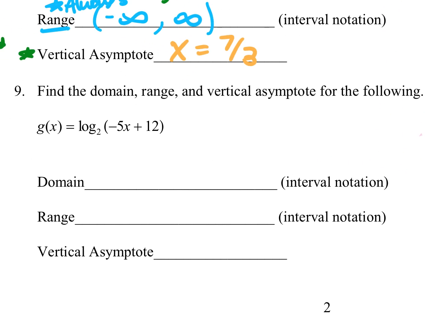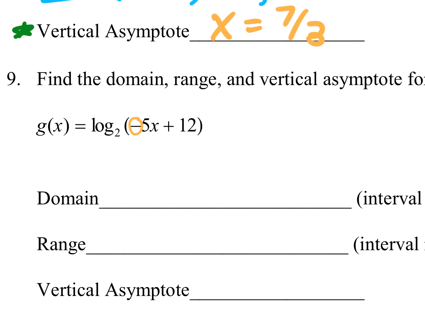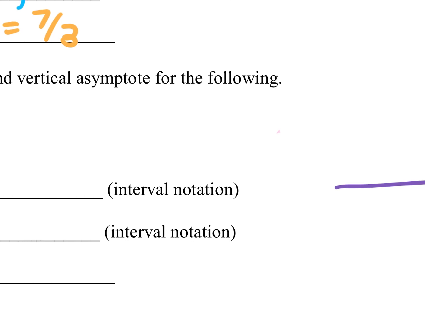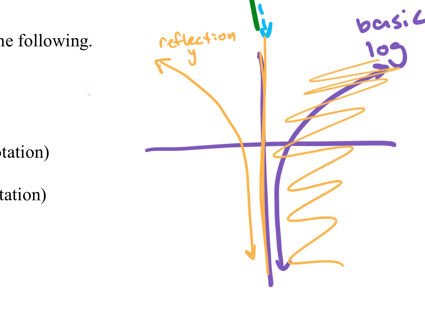Let's check and see if we have any reflections. We have a negative on the inside of our parentheses. What does that do? Reflection on the y. So my y-axis is the vertical line here. So if that was our mirror, our graph is just going to switch to the other direction. So it would go this way. So this is showing the reflection on the y. So we're not looking at the basic log anymore. We're looking at our orange graph.